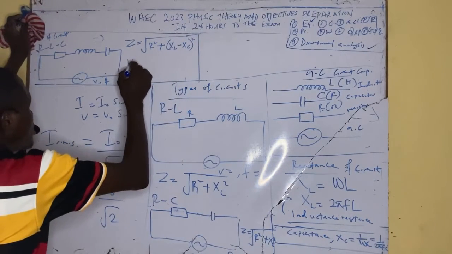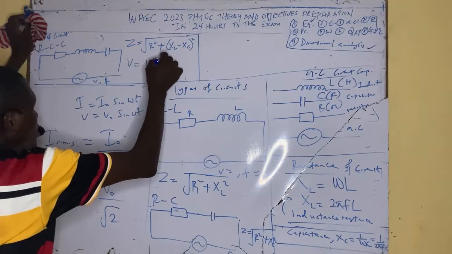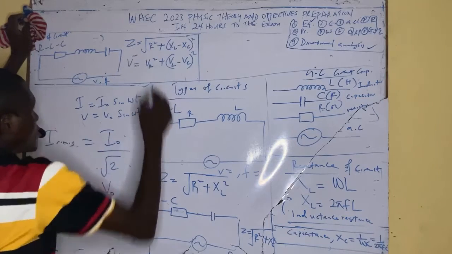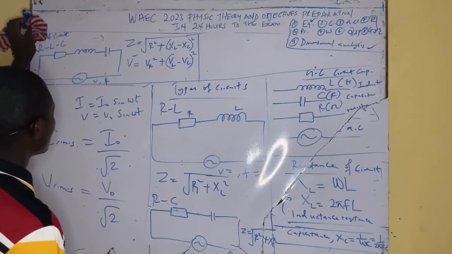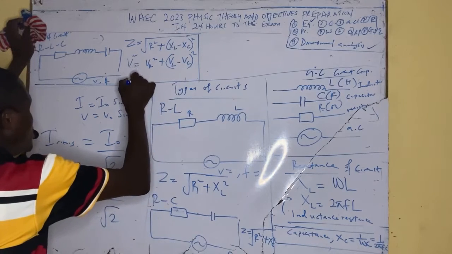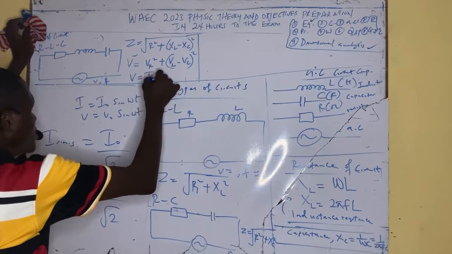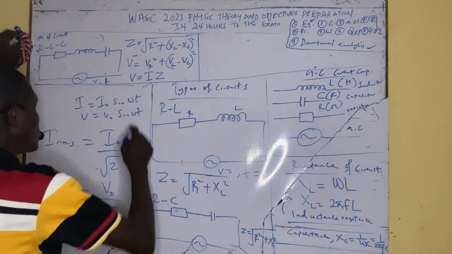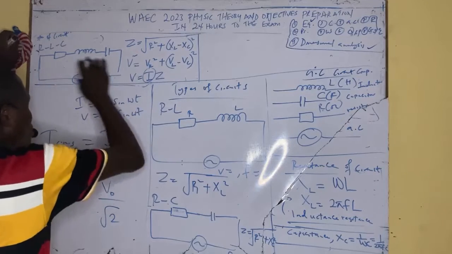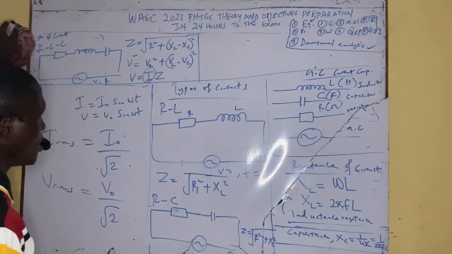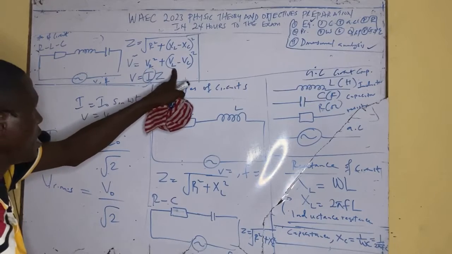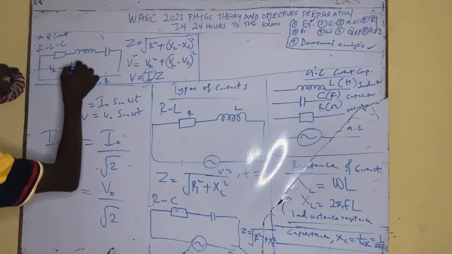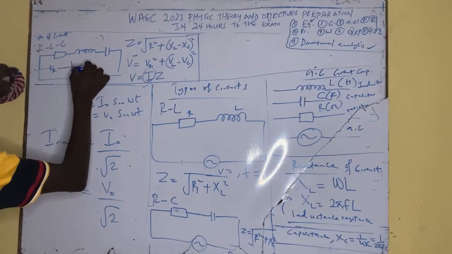Also, the V is given as the square root of VR squared plus VL minus VC all squared. Please note that they always give VR. And know that the V itself is equal to IZ. This one is because it is a series, the same current flows through them, but different potential. That's why this one is VR, VL. The V here is VR, the potential difference across this, while the potential difference across this is VL.